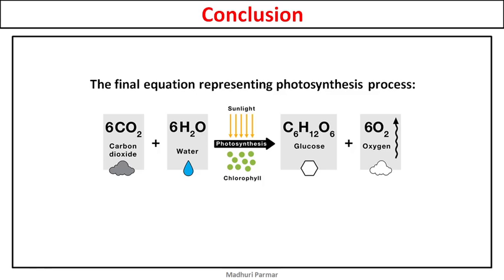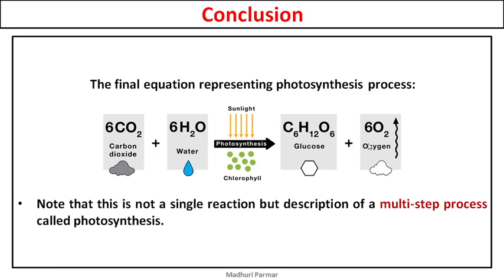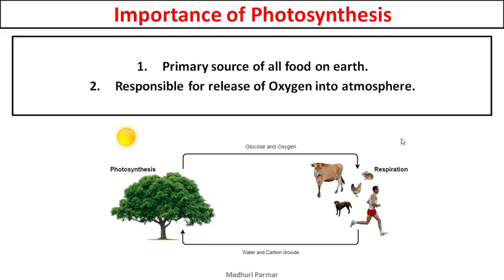Concluding all of these years of research and discoveries by the scientists, the final equation representing photosynthesis is 6CO2, carbon dioxide, plus 6H2O, water, in presence of sunlight and with the help of chlorophyll, gets converted into glucose, C6H12O6, plus 6 molecules of oxygen released. Note that this is not a single reaction. You cannot complete this whole thing in a single reaction. It is a multi-step process, and this whole multi-step process is called photosynthesis.